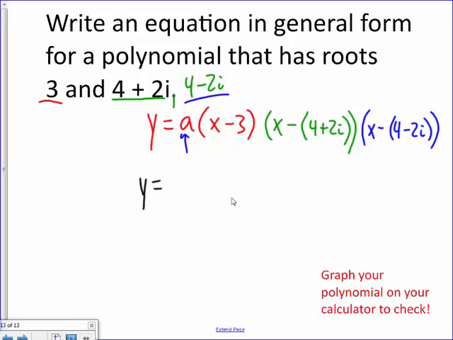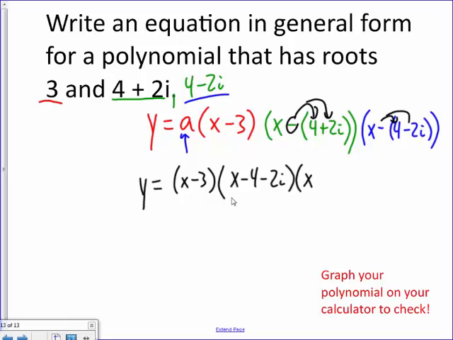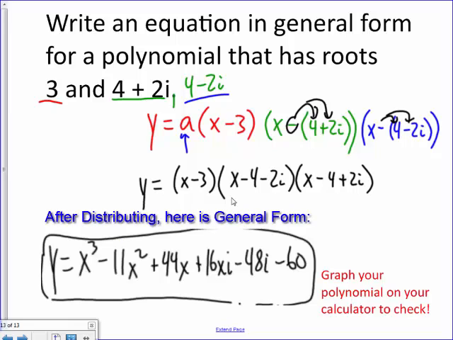So now I'll say y equals x minus 3, and I'm going to simplify this. So I got x minus 4 minus 2i, and then I got x minus 4 plus 2i. And then I got a long distributive process here.